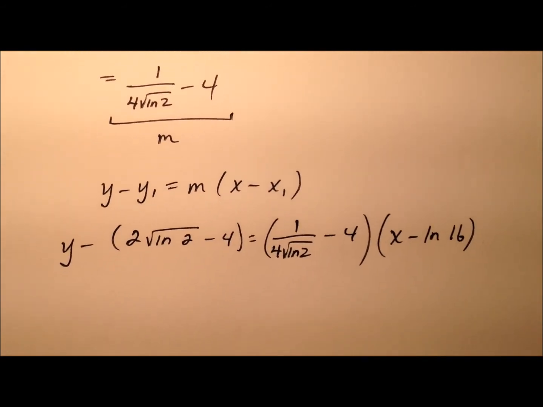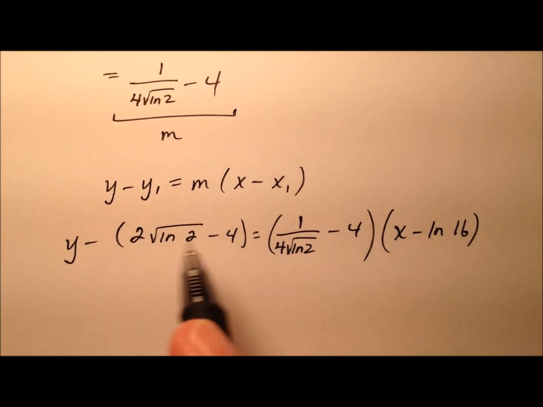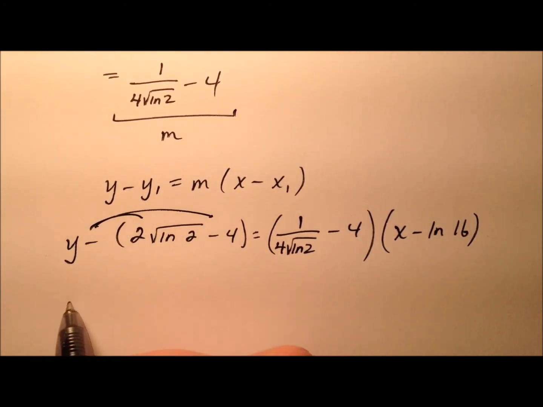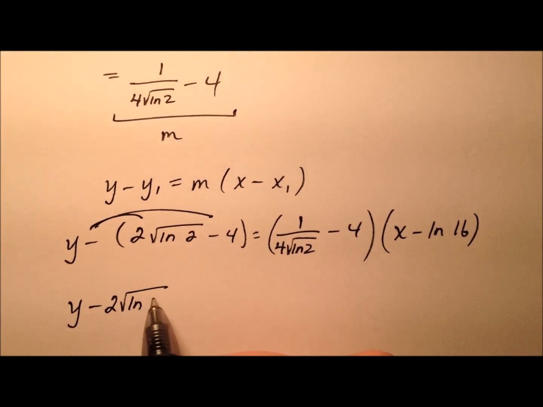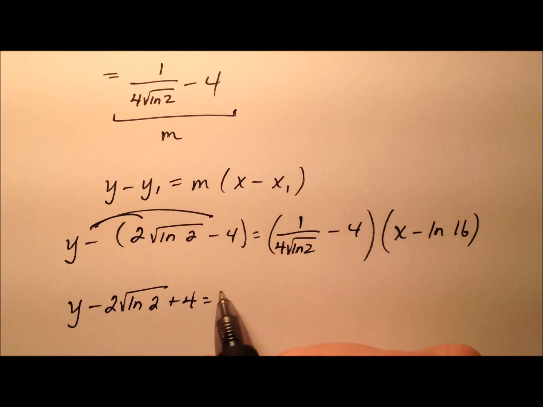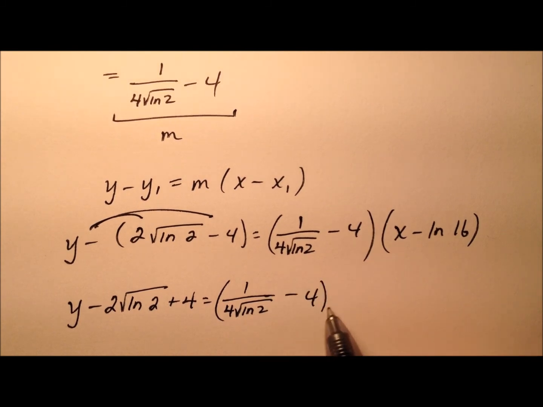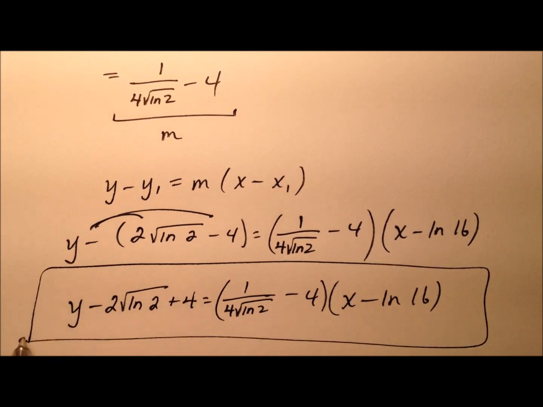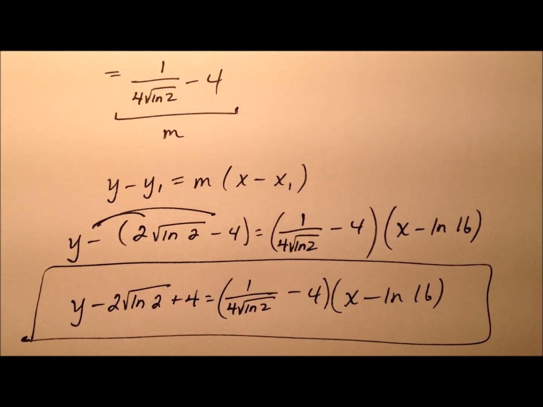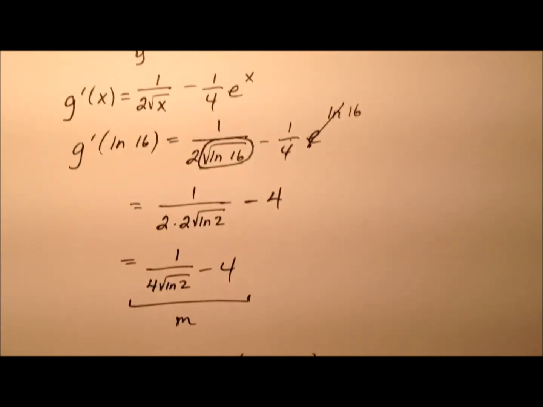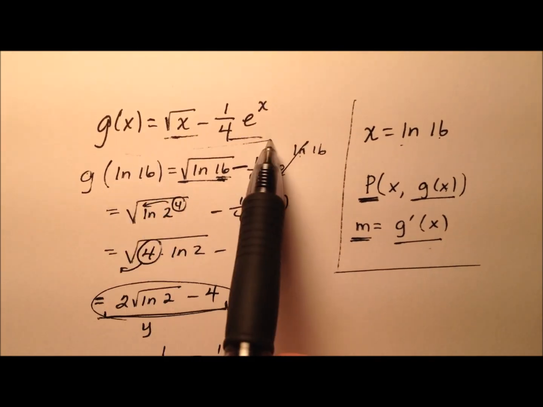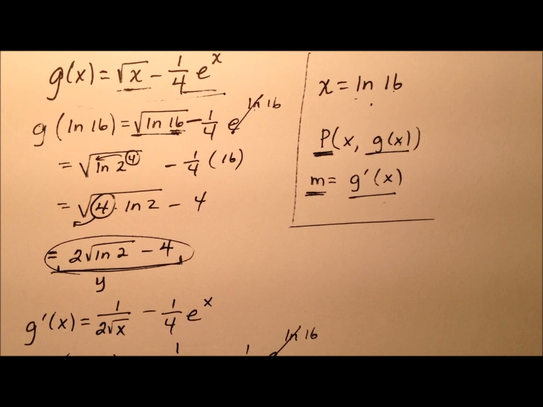See if we can squeeze it all in there. There we go. And of course we could simplify this a little. We could run that negative through there, and we could have y minus 2 times the square root of ln 2 plus 4 equals, and there's probably no sense in getting common denominators there, so we can probably just leave that alone, and then x minus the ln of 16. So here would be the equation of the tangent line given this initial function and the x value of ln of 16.